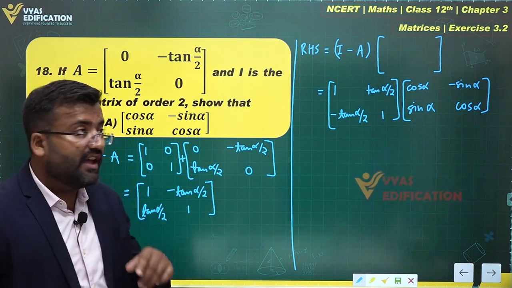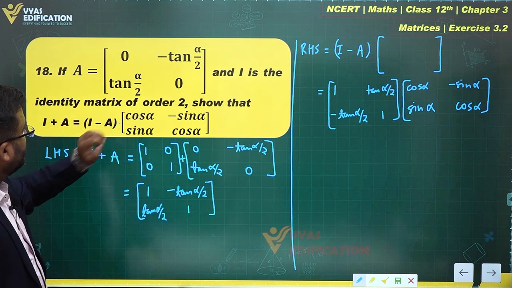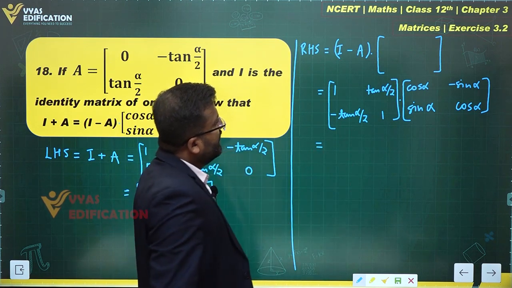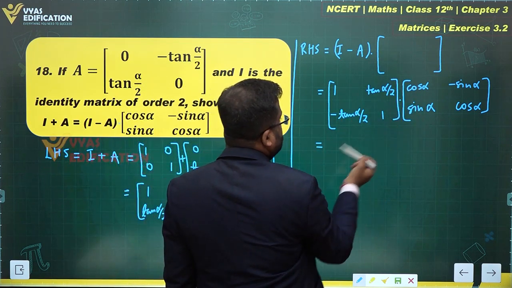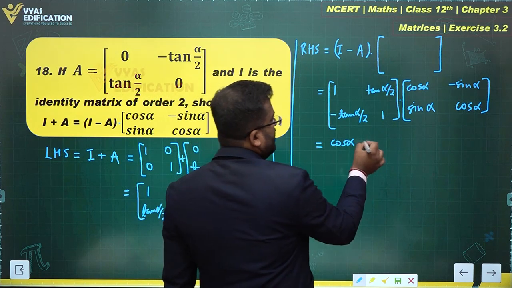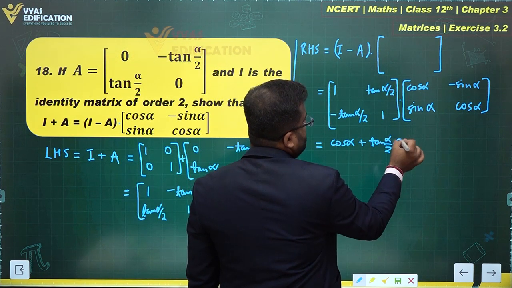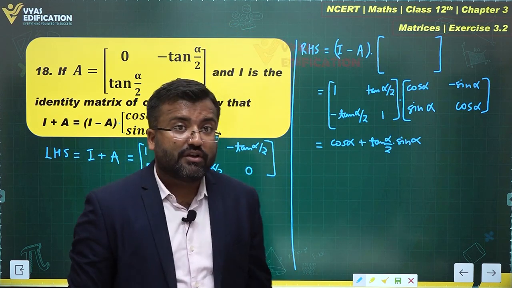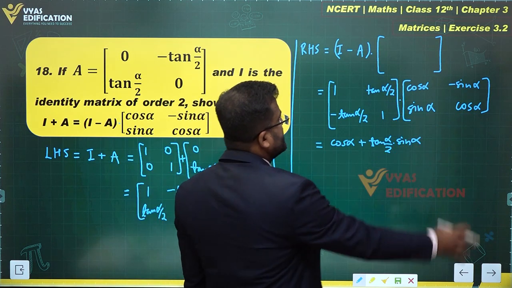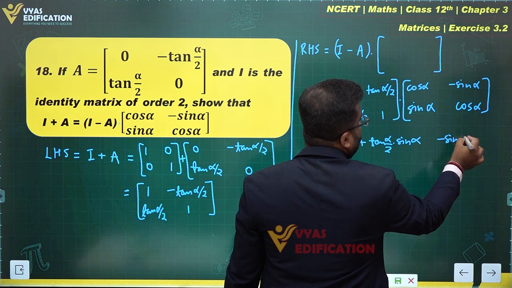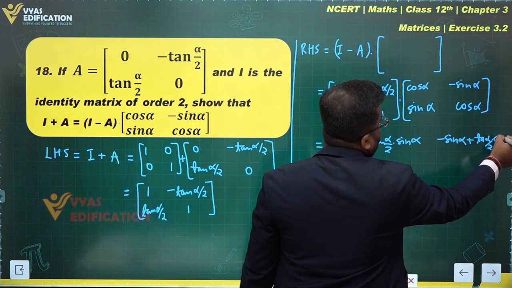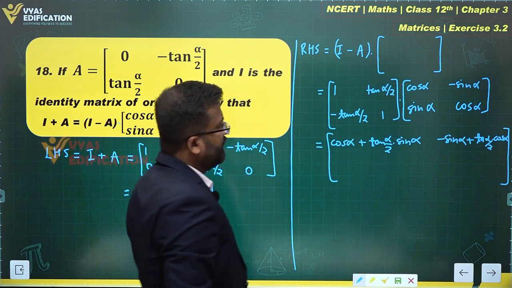Okay, let's multiply. Now here we have to multiply these two matrices. As you can see, there's a product sign over here, right? Therefore these matrices have to be multiplied together. Let's do it. This is 1 times cos alpha, which is cos alpha, plus tan alpha by 2 times sin alpha. Okay, this is what you get. We'll require some kind of a trigonometric simplification. Yes, we'll do that. What else? This 1 gets multiplied with this minus sin alpha, plus tan alpha by 2 into cos alpha. This is the matrix that I'm obtaining.